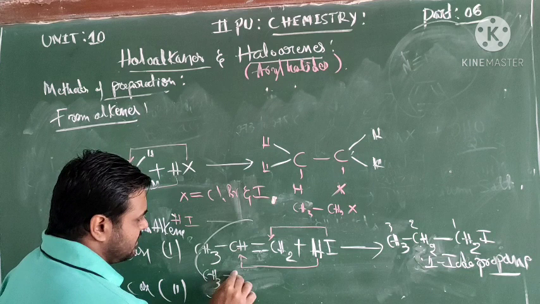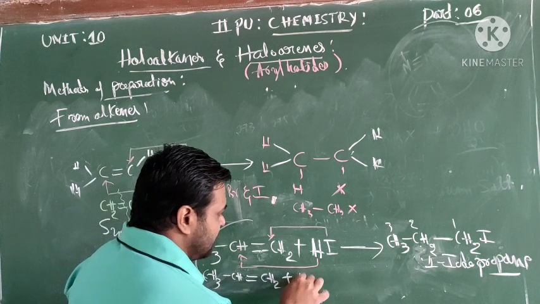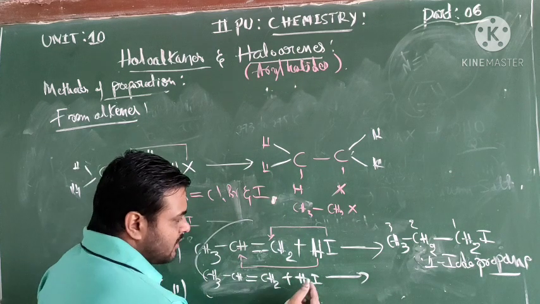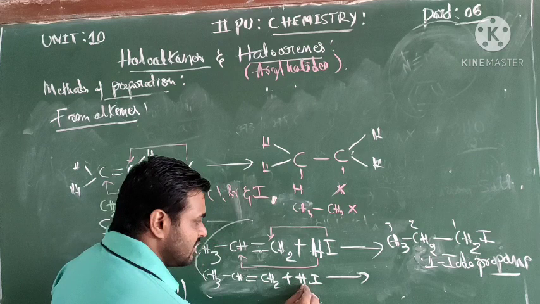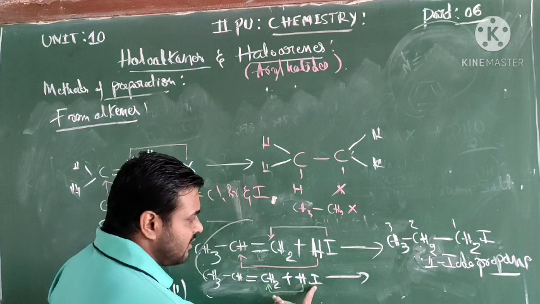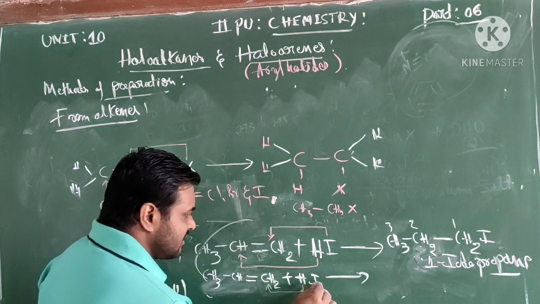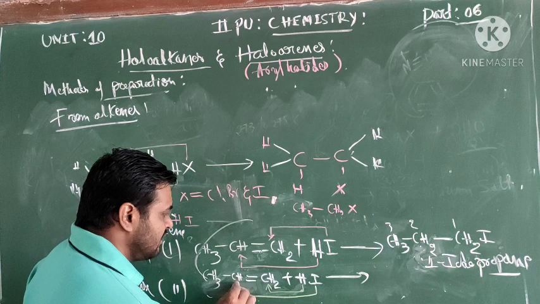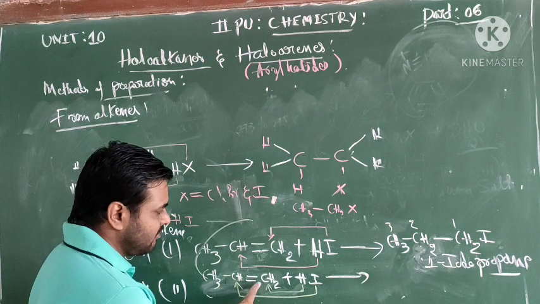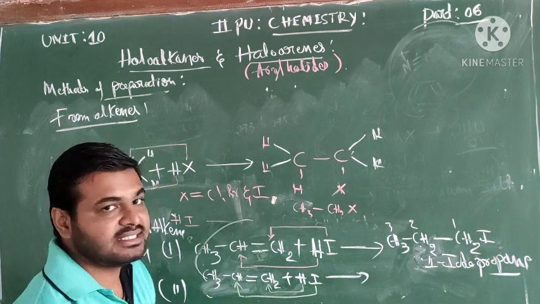CH3, CH double bond CH2, HI. Okay. So here the halogen atom, iodine, is attached to the carbon of the carbon-carbon double bond of the alkene group. This is what we write.